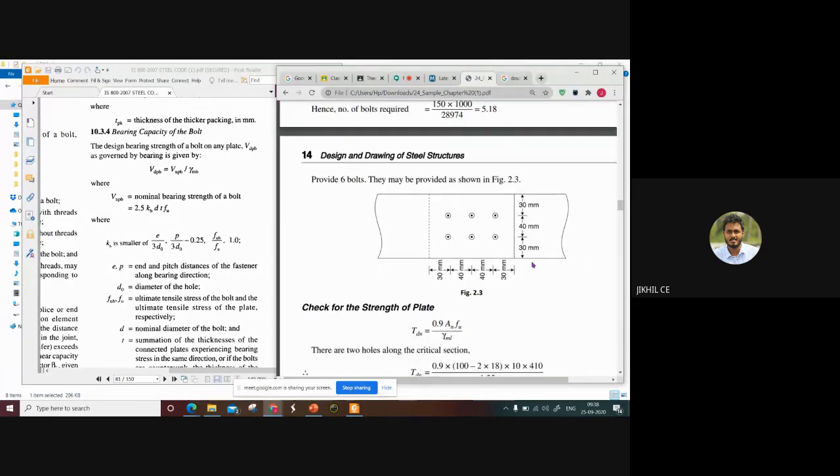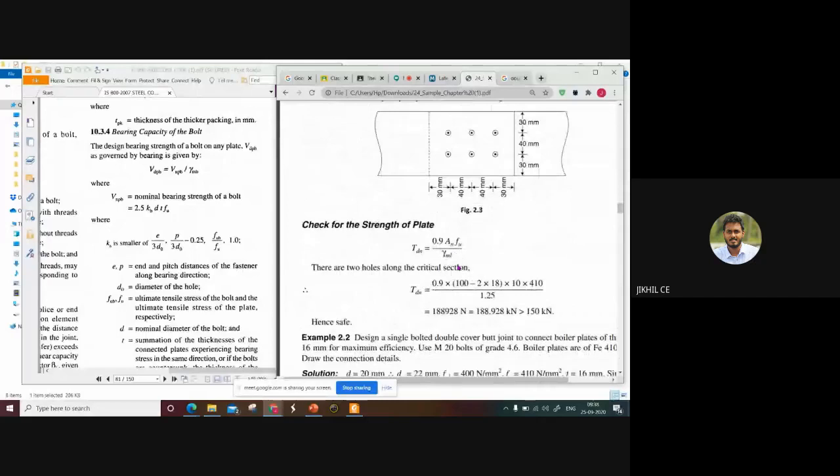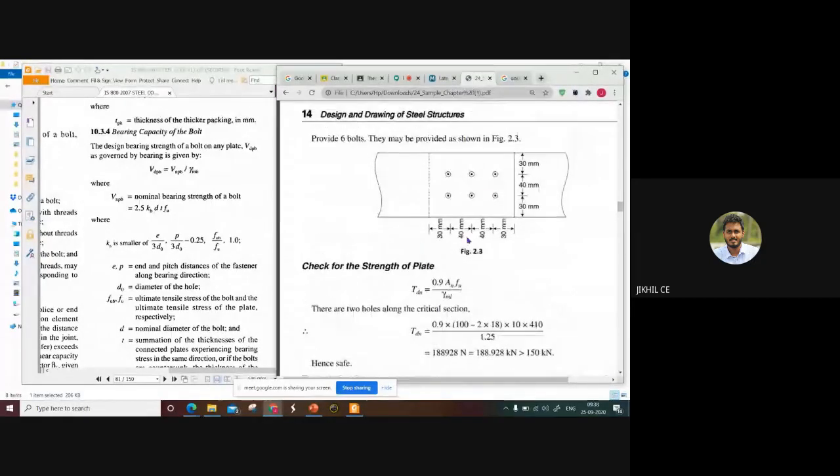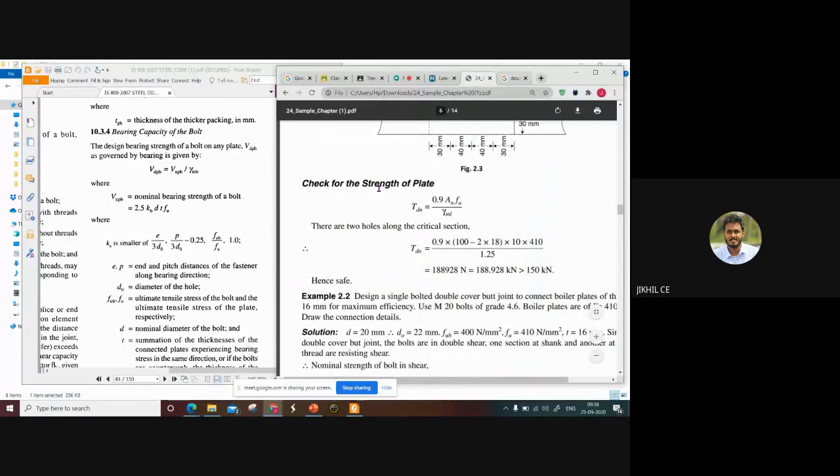One more important thing to be considered is that we have only considered the strength of the bolt. When we apply the load like this, pulling apart the two plates, there is a chance that the plate can also tear into two. So we have to check that also. That's why we check the strength of the plate. It is taken as An, the net area, and Fu, the ultimate stress of the plate, by gamma m1, into 0.9.